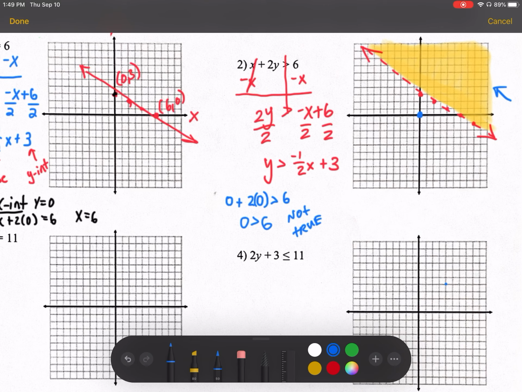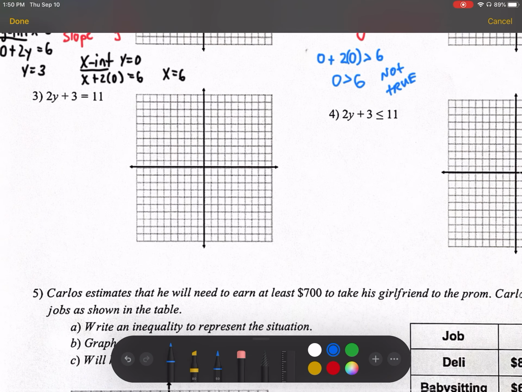One thing to note with that is because this is a dotted line, the points that are actually on the dotted line would not be solutions. Okay, so a dotted line is stating that the points on the line are not part of the solution set. And if it's a solid line, then they are part of the solution set. All right, so let's go to this next one.